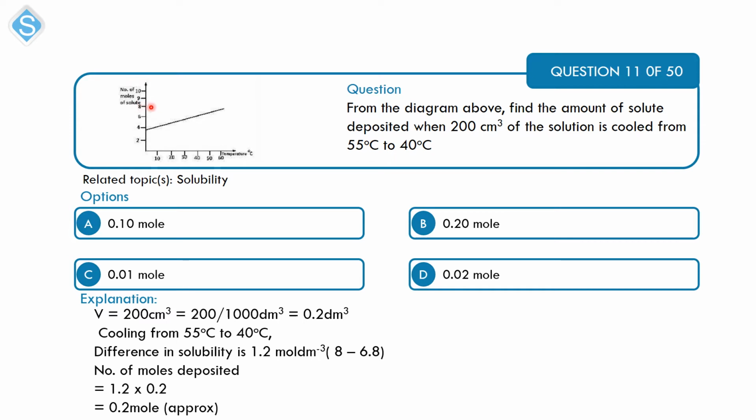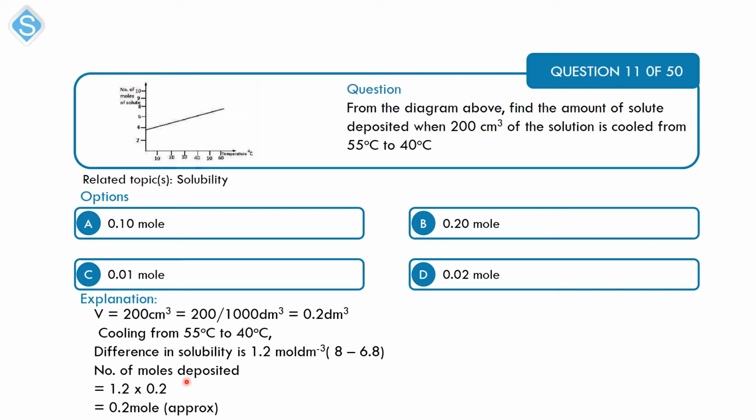Alright, if you trace it down to this, that's 8 mole per dm cube. And 40 degrees Celsius, that is 6.8 mole per dm cube. It is not even up to 7, so that's like 6.8 mole per dm cube. Difference in solubility is thus 1.2 mole per dm cube.